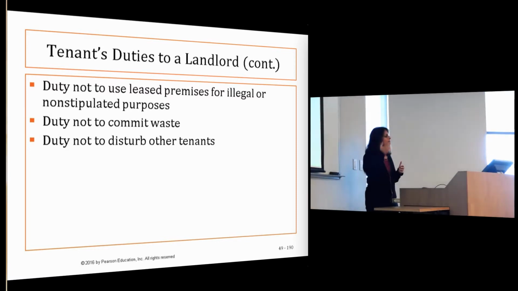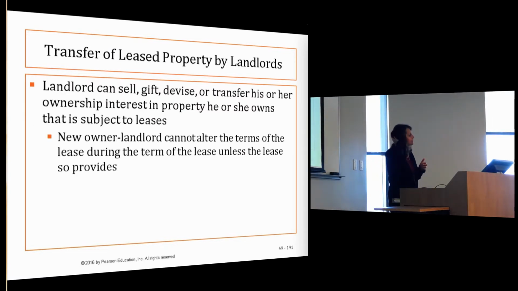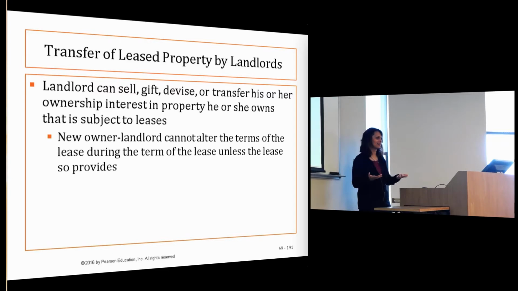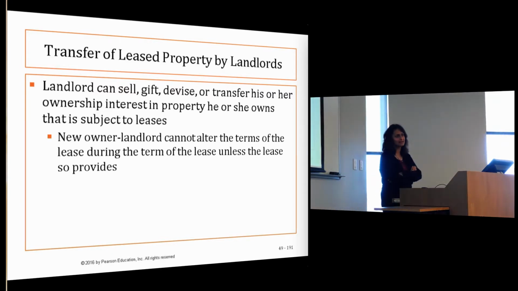Now, what if the landlord decides to sell the property, but they also have given a lease to a tenant? So a landlord can, as the owner of real property, do whatever they want. But the default rule is that the lease goes with that sale. So if I own an office complex, and I decide that I want to sell it to another company, but I have 5 tenants renting space, and they have 2 years left, 5 years left under their lease, the new company assumes that lease, and that's fine.